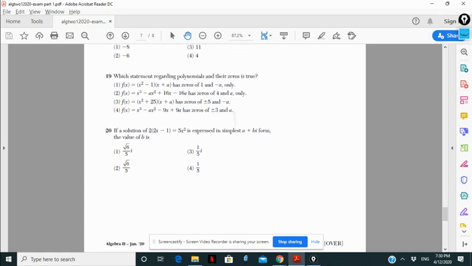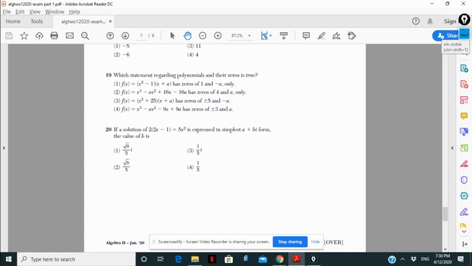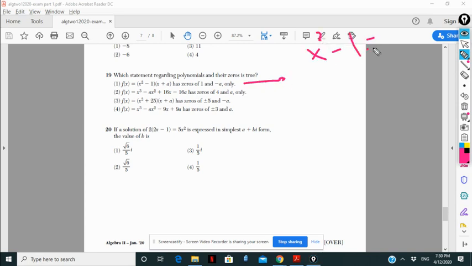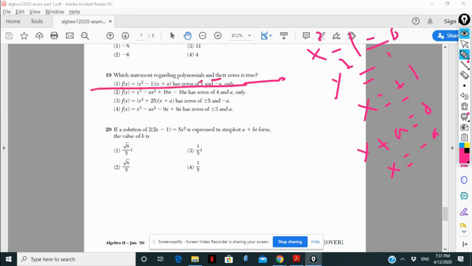Okay. Which statement regarding polynomials and their zeros is true? So which one has the zeros correct? So this one, x squared minus 1 equals 0. So x squared equals 1, x equals positive or negative 1, and x plus a equals 0. So x equals negative a. So I have the answers positive 1 and negative a, but here it's missing negative 1. So I cancel this one.